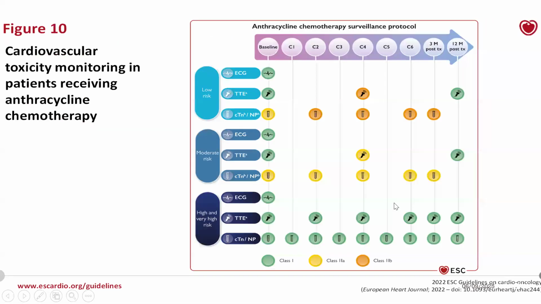So we'll move on to the next one. This basically gives a summary of all that has been mentioned already. And this is the surveillance protocol for patients who are on anthracycline chemotherapy. So again, we always refer to this. We have to categorize the patient into low risk, moderate, high, and very high risk. And that would determine how frequently ECG is done and how frequently biomarkers are done, as well as the echocardiography.